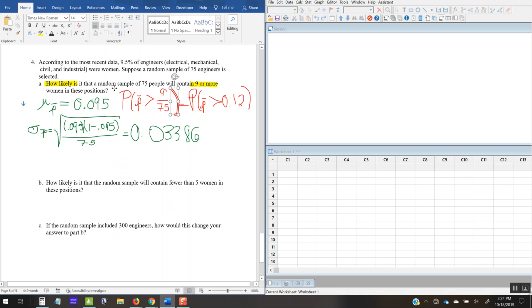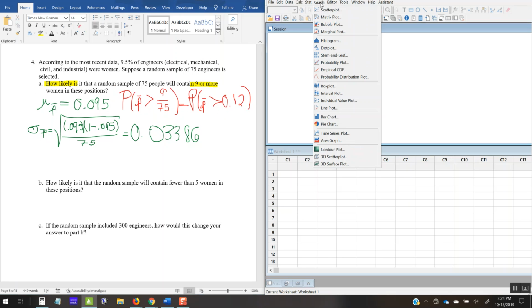It's asking us, see if I can select all this and move it down. Nope. That was an adventure in futility. Let's do probability. So I want to calculate graph, probability distribution plot.